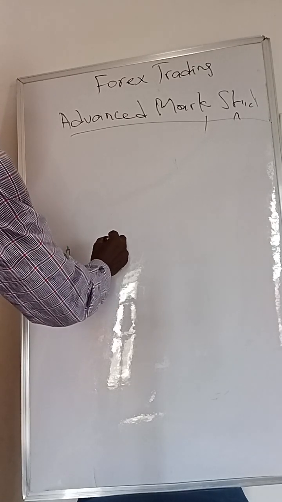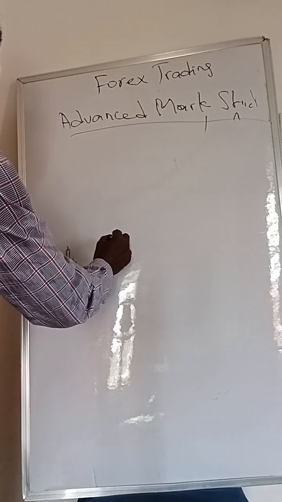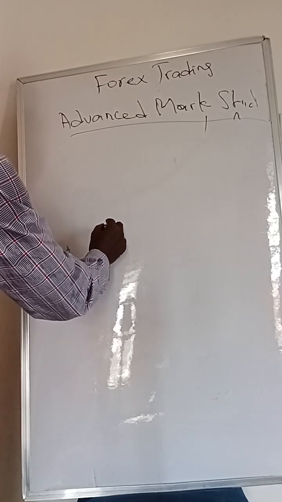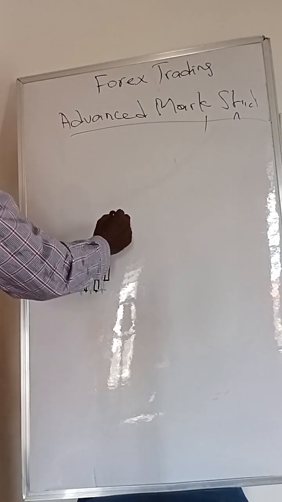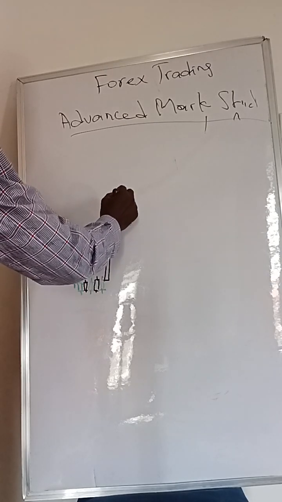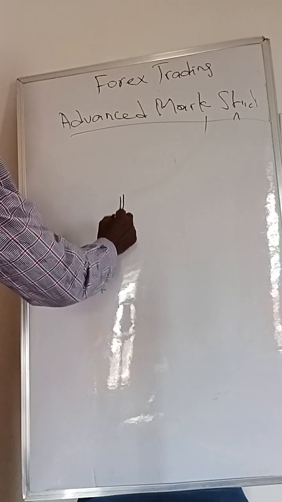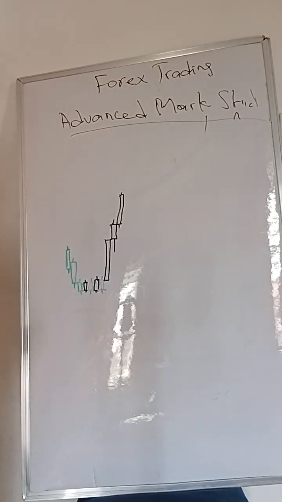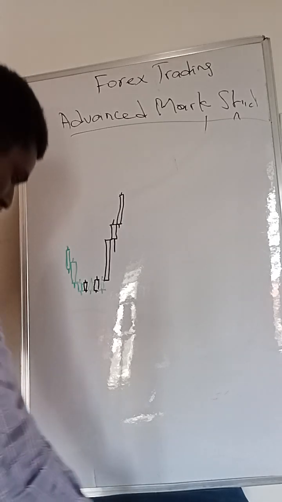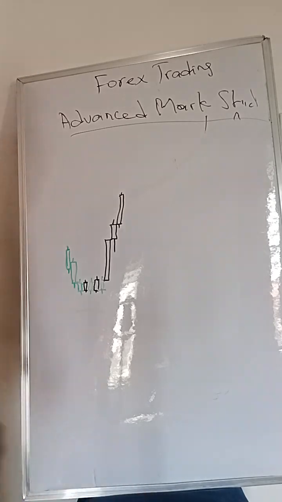Then we have another buy candle. Then we have another buy candle. Now, in this market, I want to identify two things for you. I want to identify an order block and a fair value gap.